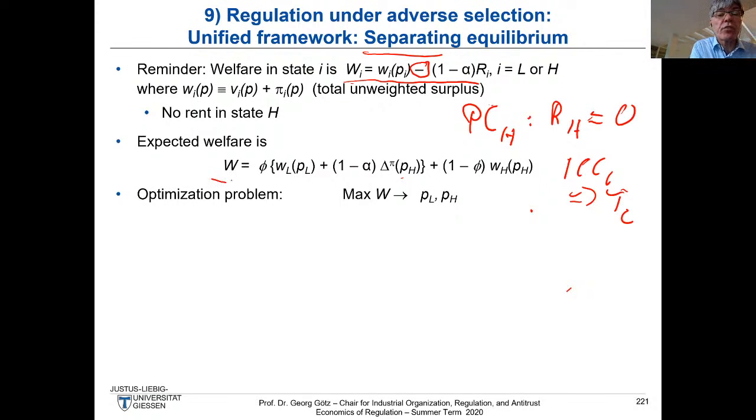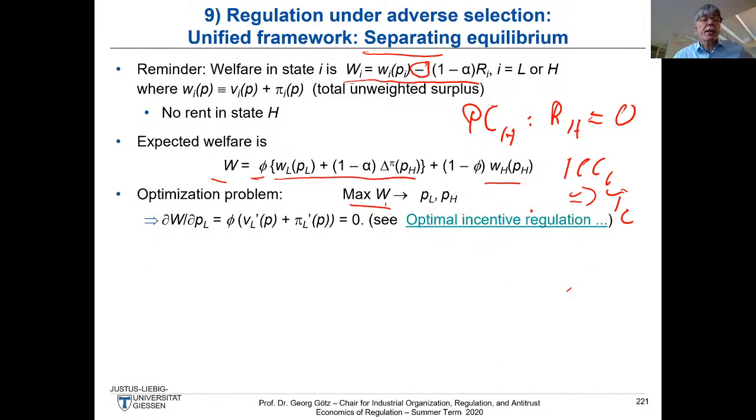Now what we have here is our welfare. Our welfare is just welfare in the low state, and we have to multiply it by phi, the probability of the low state. It's total surplus in the low state, plus 1 minus phi, the rent is actually minus 1 minus phi the rent, and the rent is equal to minus delta pi PH. Okay, and this is again our rectangle. And here in the high state it's plus 1 minus phi WH PH. And now we maximize that very simple profit maximization problem with respect to PL and PH.